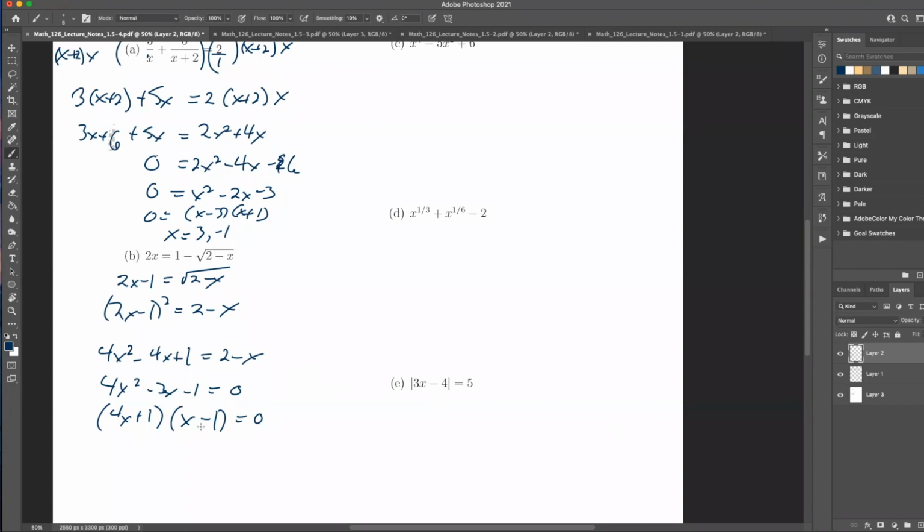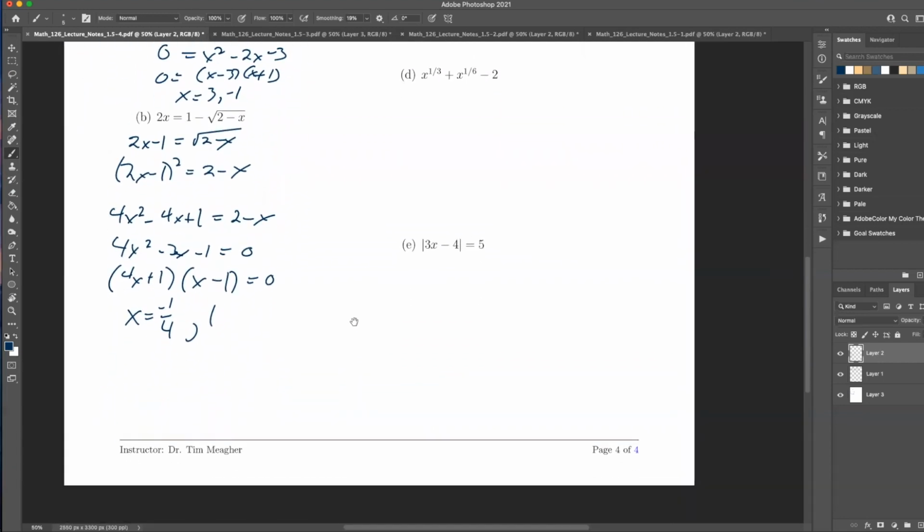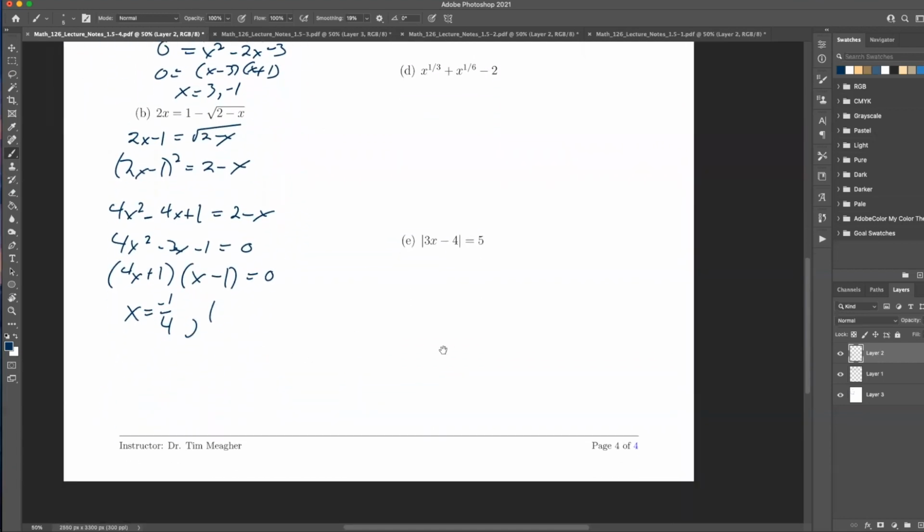All right, so here we get two solutions, right? This solution will give me x equal to negative one fourth. This solution gives me x equal to 1. Well, you have to test these, right? If you have a radical equation, you have to test them. So let's test the 1, because that's easier.